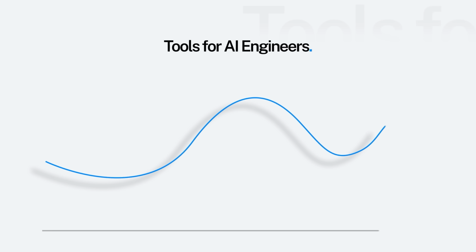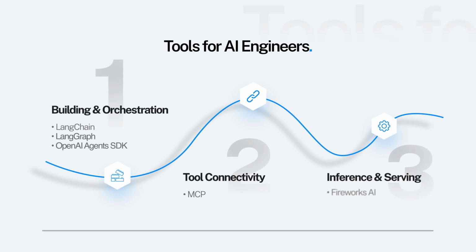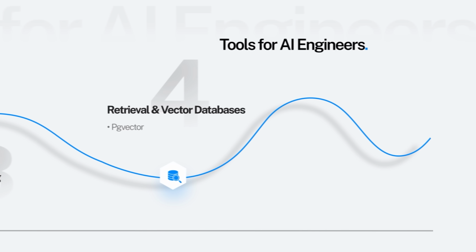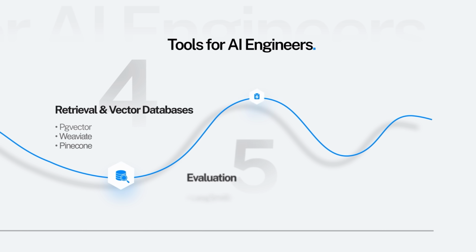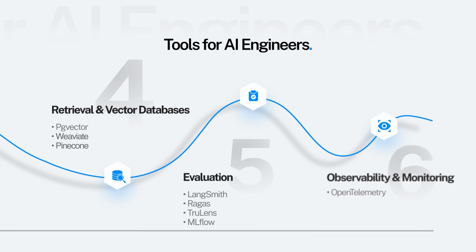Alright, let's bring it all together. If you're aiming to be an AI engineer in 2026, here is your toolkit across the lifecycle. LangChain, LangGraph, and OpenAI Agent SDK for building and orchestration, MCP for tool connectivity, Fireworks AI, vLLM, Triton, and BentoML for inference, pgvector, Weaviate or Pinecone for retrieval, LangSmith, RAGAS, TruLens, and MLflow for evaluation, and OpenTelemetry, OpenInference, and platforms like Galileo or Phoenix for observability.